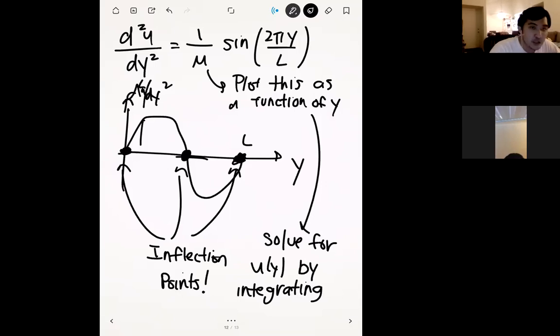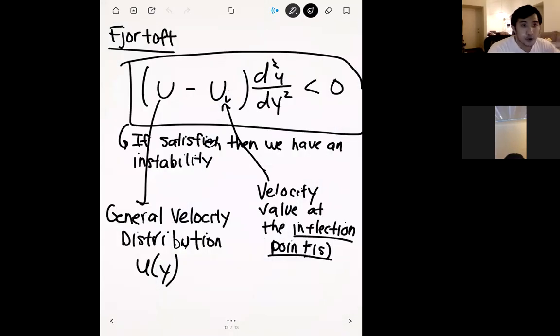And so at these 3 locations, we can evaluate the value of the velocity itself. When you plug into Fjortoft's theorem, you're going to plug in the value of the velocity at those 3 locations for UI. So you're basically going to get 3 different evaluations of Fjortoft's, where you evaluate this at every inflection point.